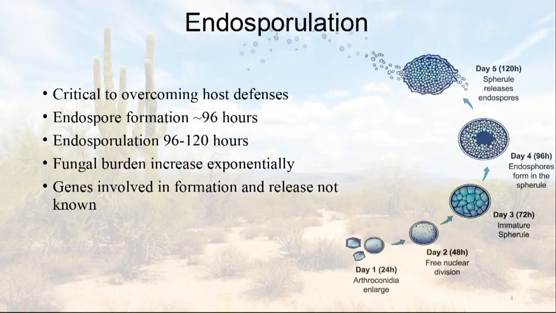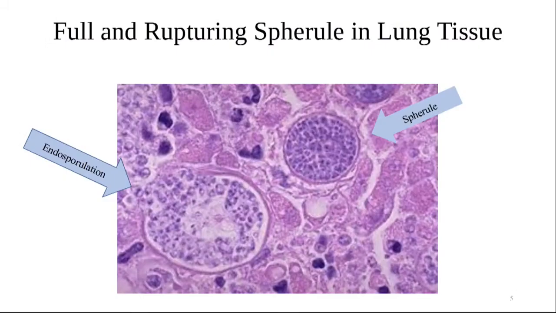So this stage is really critical to overcoming host defenses. That endosporulation formation occurs over a period of 96 hours. The endospore release occurs within that 96 to 120 hour time period. And this allows that fungal burden within the host to increase exponentially. Unfortunately, we know very little about the genes that are involved, both in the formation of the spherule as well as the release of those endospores into the host. Next slide, please.